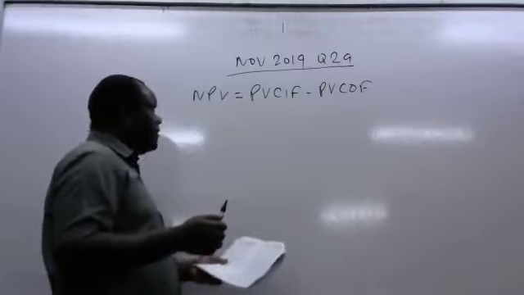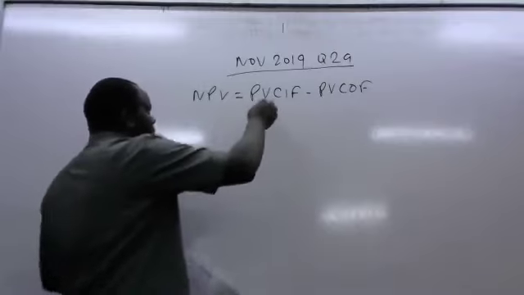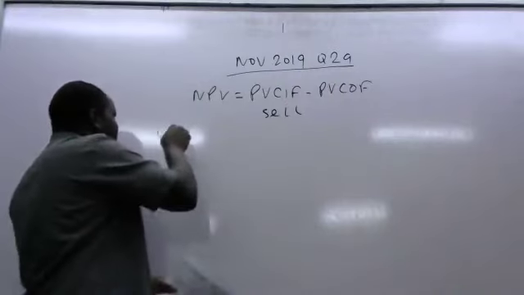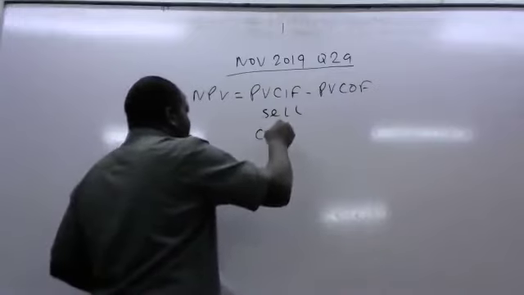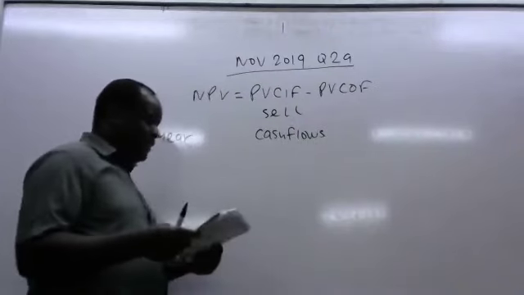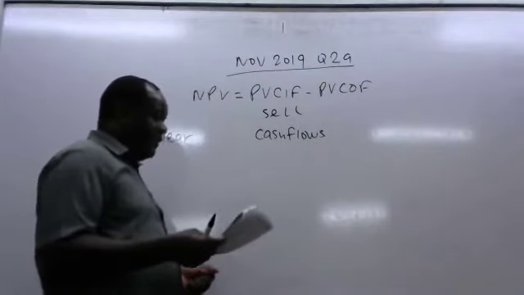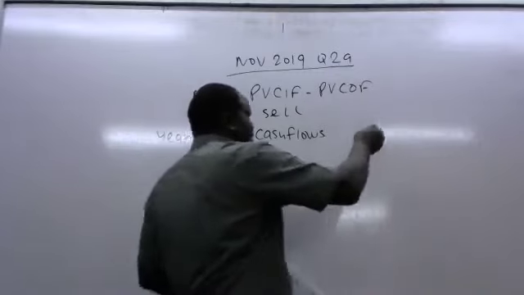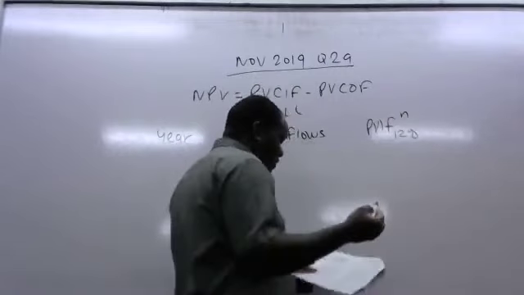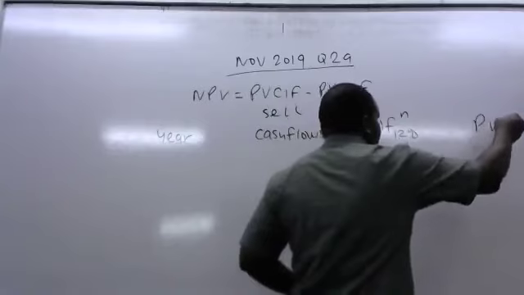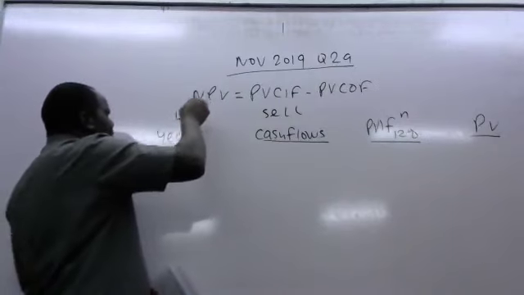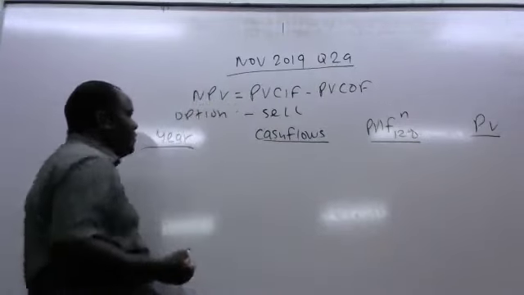So we start with the option sell. There will be the year, then cash flows, then the present value interest factor, which is at 12% for each year. Then we come up with the present value for that. So this is now option sell.